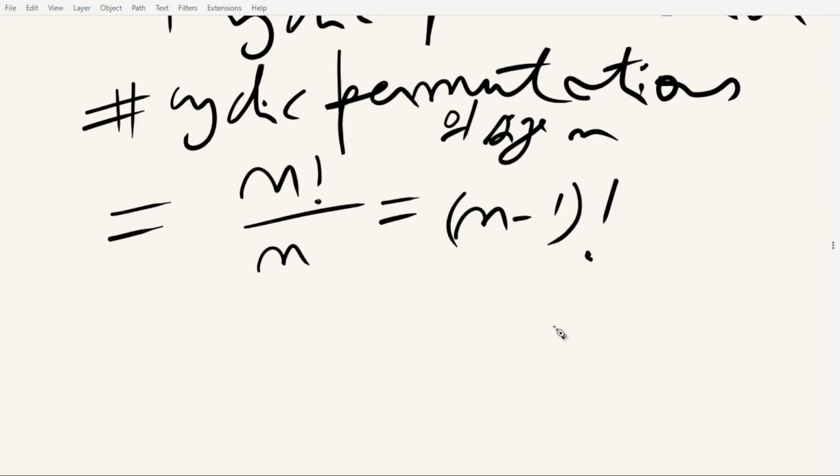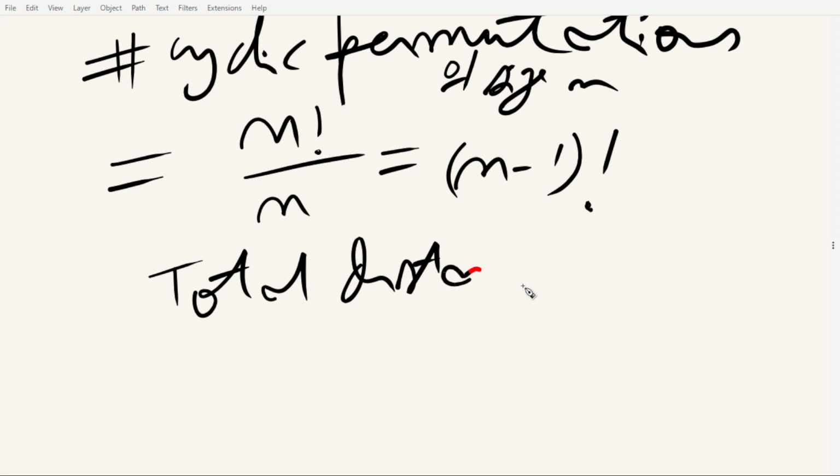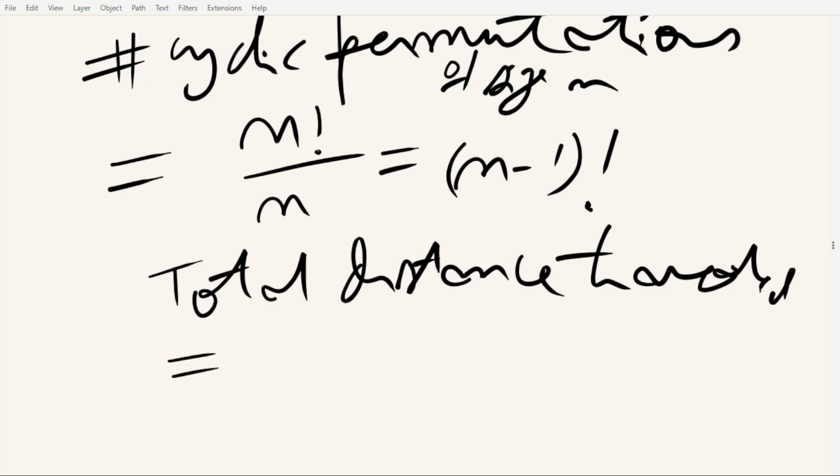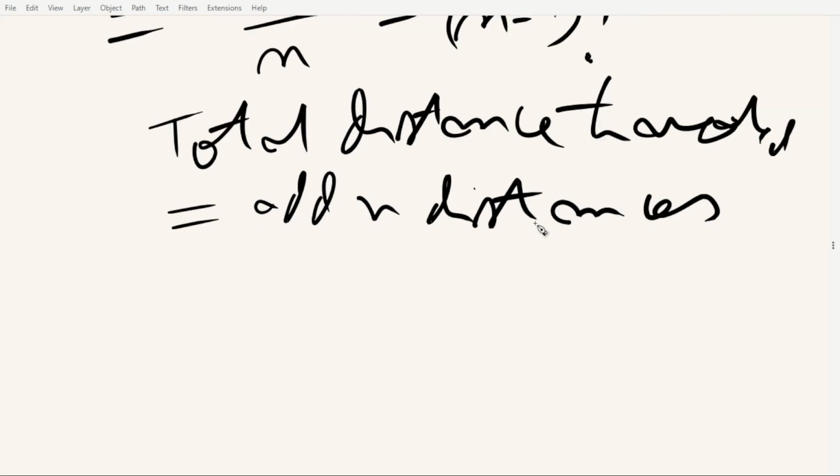Now given a single cyclic permutation, what we have to do is find the total distance traveled. For the total distance traveled, we have to add n distances, and for adding n distances we require n minus 1 additions. So this will require n minus 1 additions.